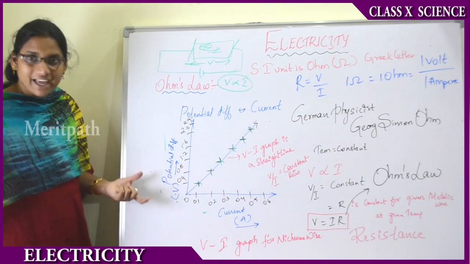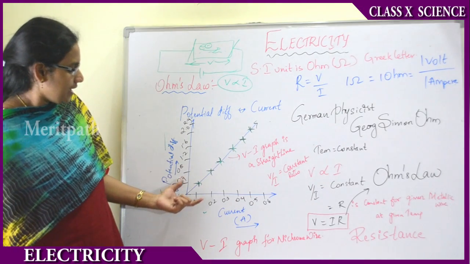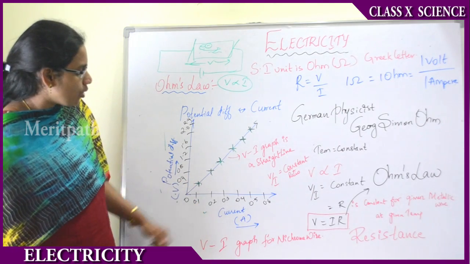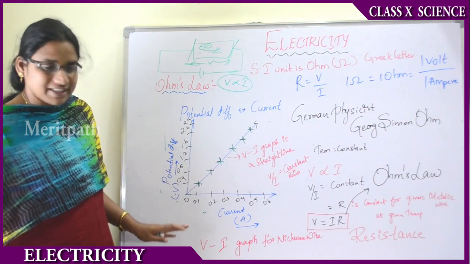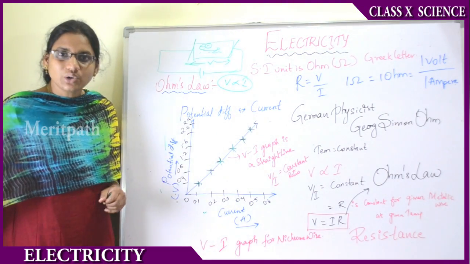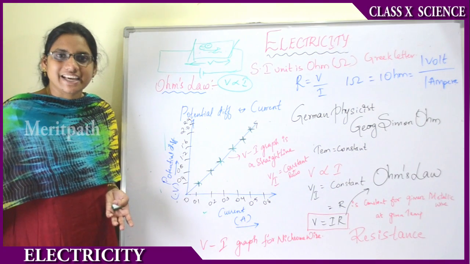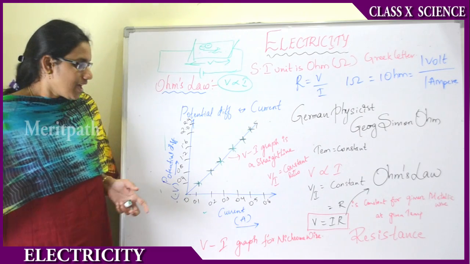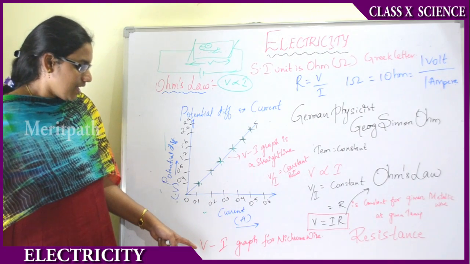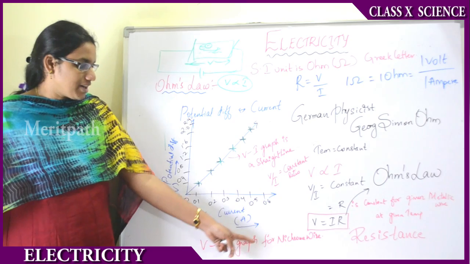Now you can observe this flow of current in the diagram. See, this is a straight line passing through the origin. That means by this we can conclude that the voltage and the current are directly proportional to each other. Now we will see the voltage and current graph for nichrome wire.